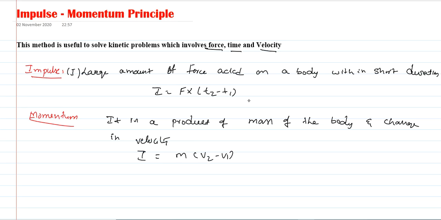So we need to prove these two equations are equal: I is equal to F into (t2 minus t1) and I is equal to m into (v2 minus v1). We need to prove whether the equation is correct or not. For that I am going to consider a block of mass m, with initial velocity v1, final velocity v2, and time interval from t1 to t2.